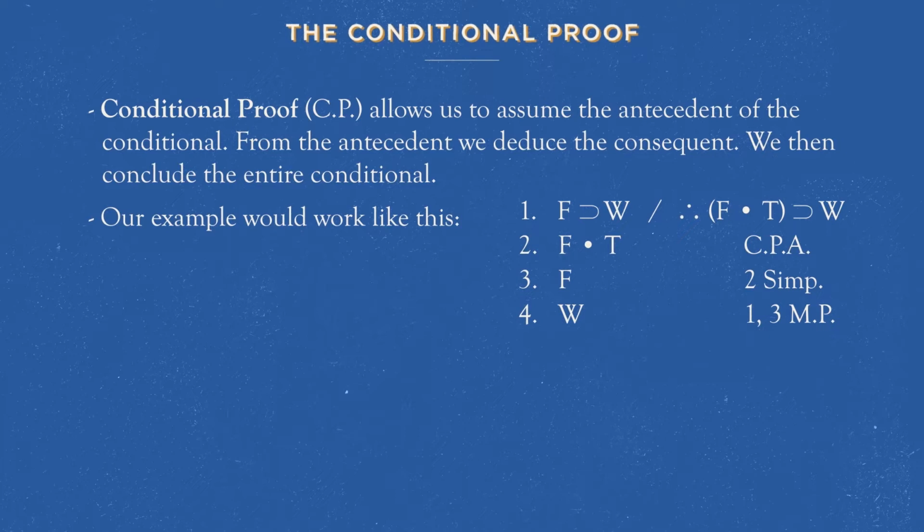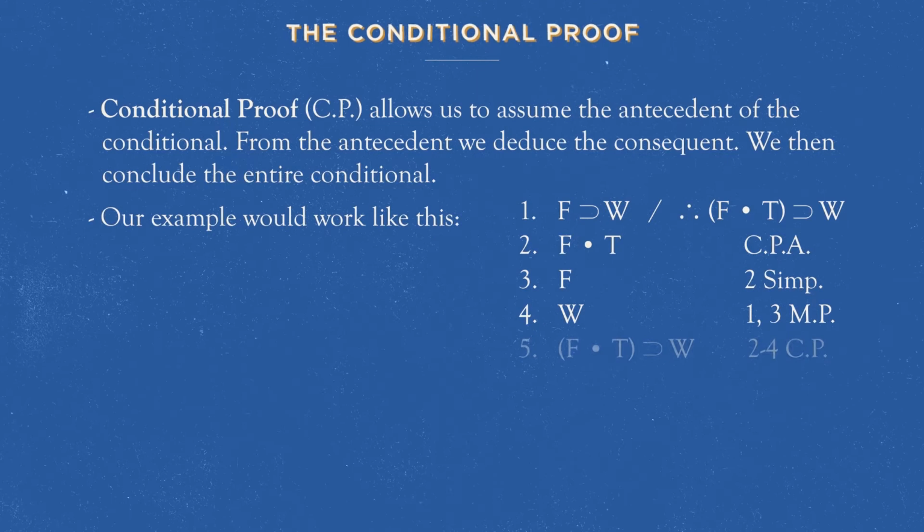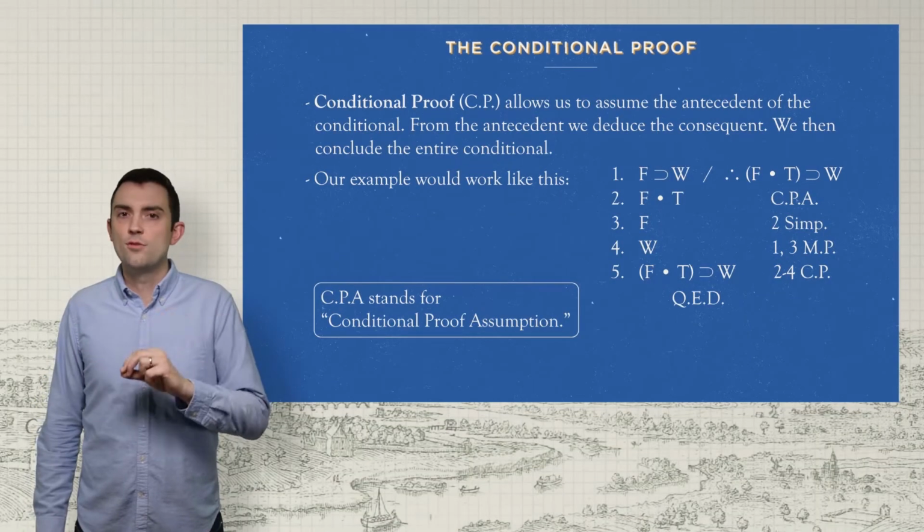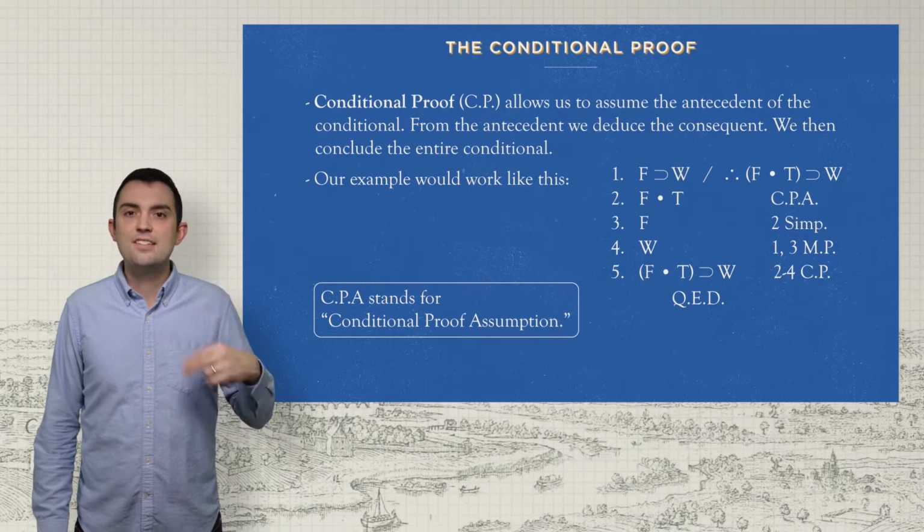Now, we assume the antecedent, we deduce the consequent. The conditional proof allows us then to conclude the entire conditional for step 5. If antecedent, then consequent. If F and T, then W. And our justification is 2 through 4 CP, conditional proof. The 2 being the number where we made the conditional proof assumption, and the last number being 4, where we deduced the consequent. And we say steps 2 through 4 because we've used that entire process to conclude the conditional proof, and that's what we were trying to prove. So remember that CPA stands for conditional proof assumption here, and that's how it works.